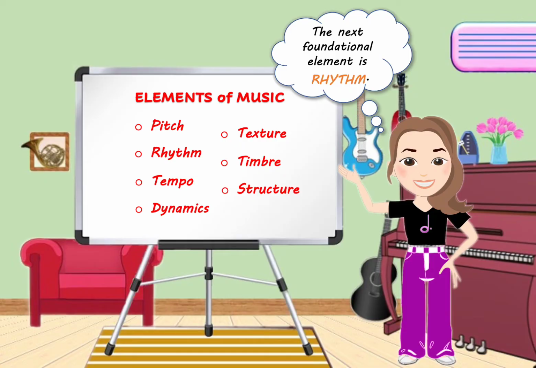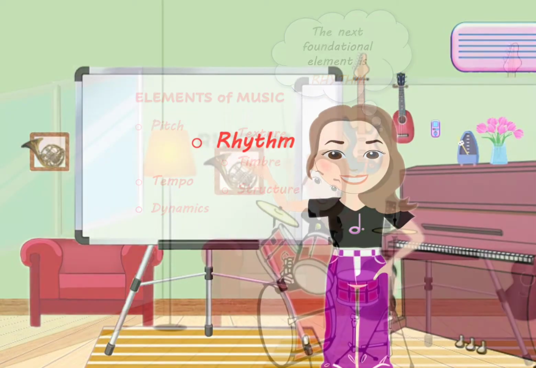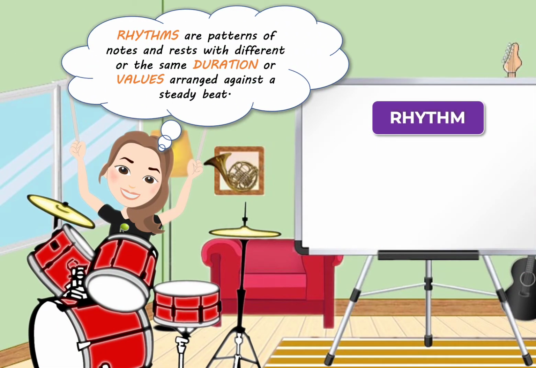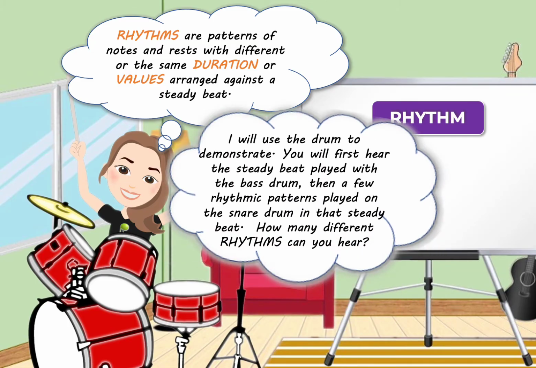The next foundational element is rhythm. Rhythms are patterns of notes and rests with different or the same duration, or values, arranged against a steady beat. I will use the drum to demonstrate. You will first hear the steady beat played with the bass drum, then a few rhythmic patterns played on the snare drum in that steady beat. How many different rhythms can you hear?